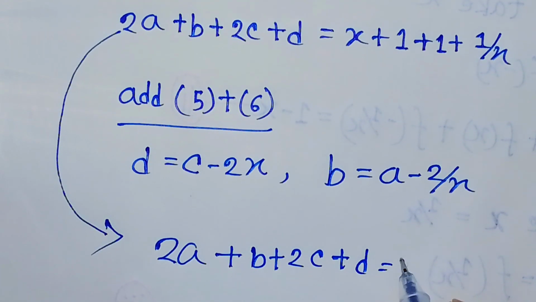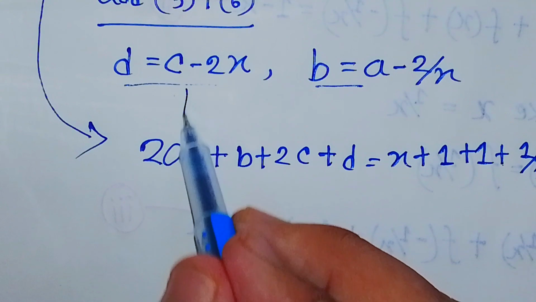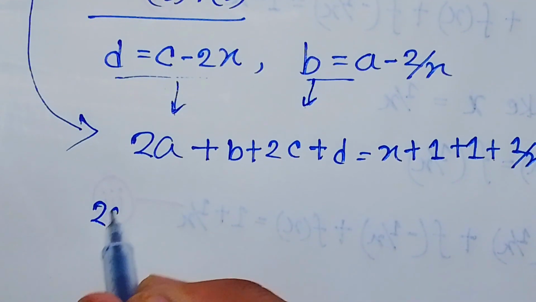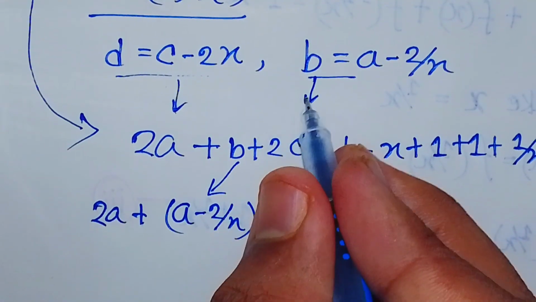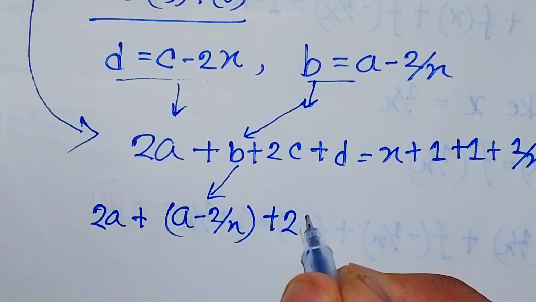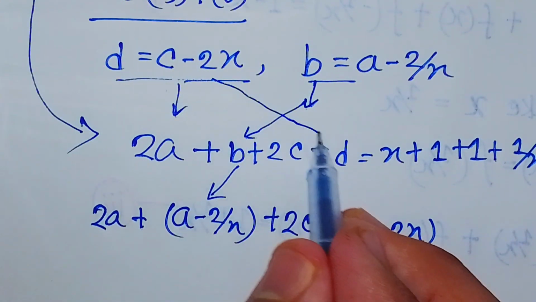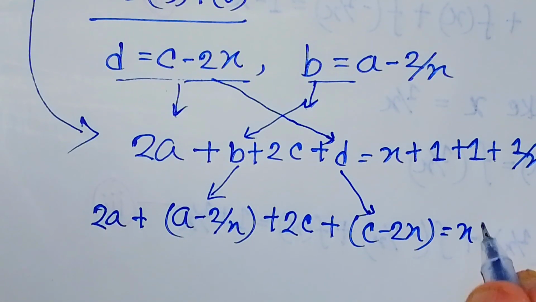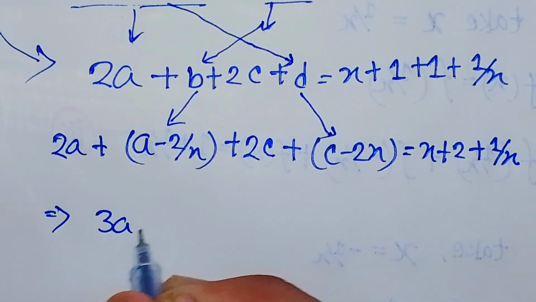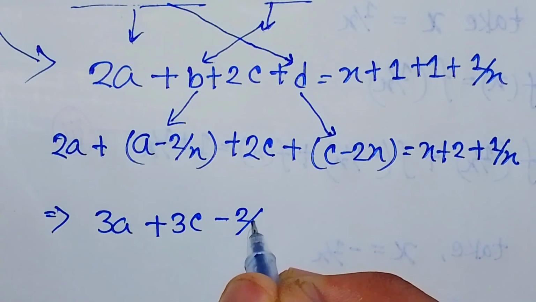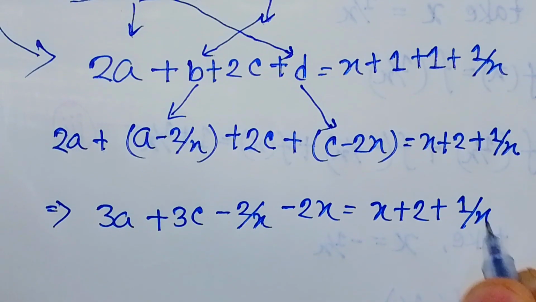Now we are replacing the values of b and d in this equation. We have 2a + b + 2c + d = x + 1 + 1 + 1/x. Then we'll get 2a + a - 2/x, and 2c + c - 2x, which equals x + 2 + 1/x. Then the equation will be 3a + 3c - 2x - 2/x = x + 2 + 1/x.